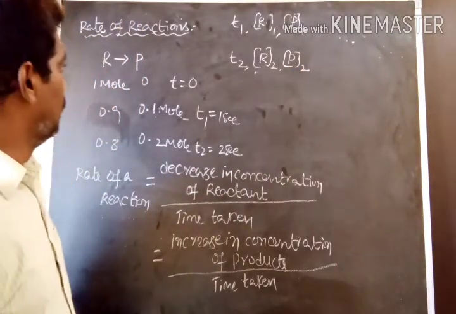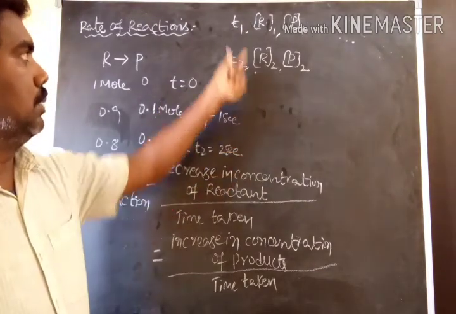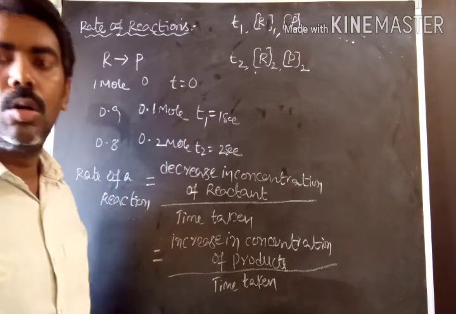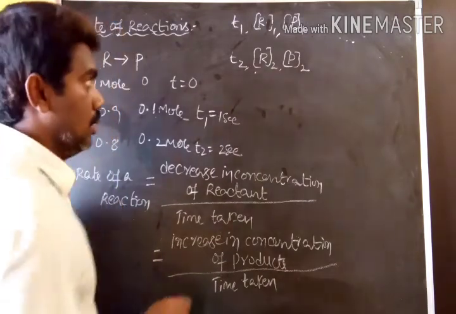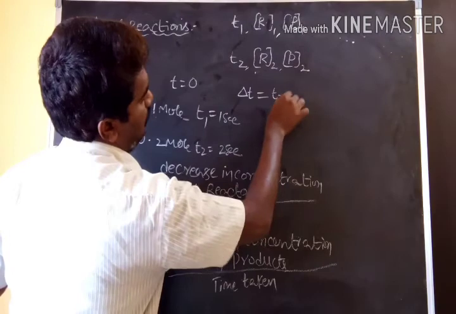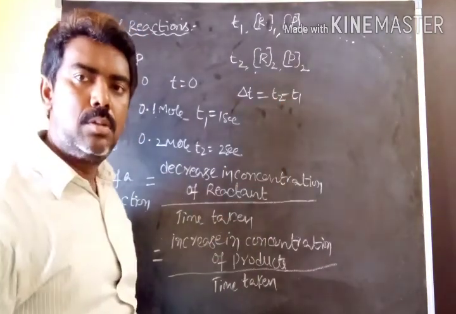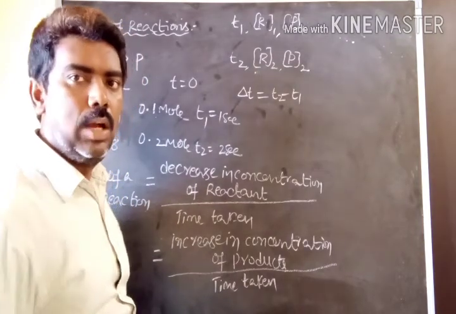Okay, now at time 0, at time 1 second, at time 2 seconds. 1 second is T1, and T2 is at 2 seconds. Then what about the concentration of reactants and products? The change in time, delta T, is equal to T2 minus T1, final value minus initial value.